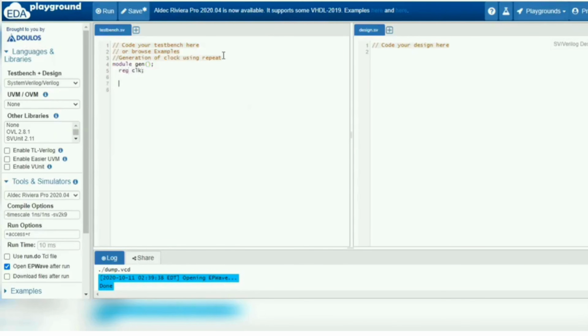Here I'm not taking any number of clocks to check; I'm just showing how to generate the clock. So initial begin, I'm initializing clock equal to 0. We can initialize with 1, your wish. And repeat 10 times: I want to repeat the clock 10 times with a delay of 5 time units.